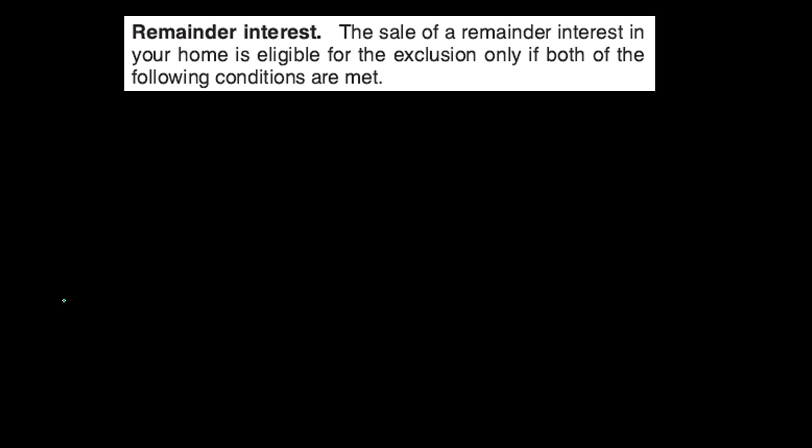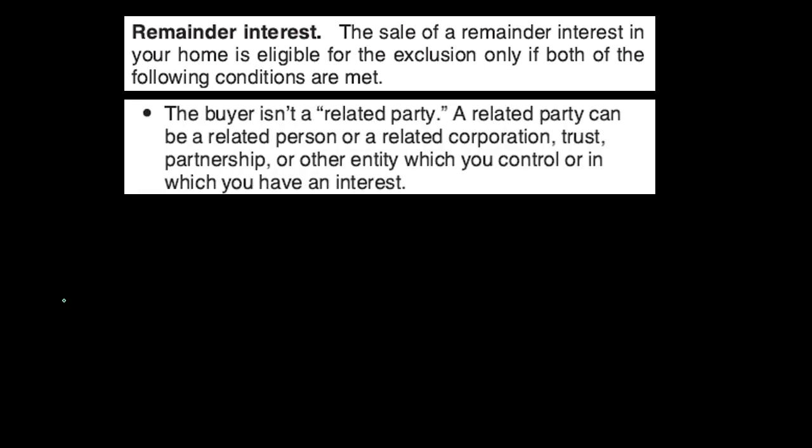Remainder interest. The sale of a remainder interest in your home is eligible for the exclusion only if both of the following conditions are met. The buyer isn't a related party. A related party can be a related person or a related corporation, trust, partnership, or other entity which you control or in which you have an interest.